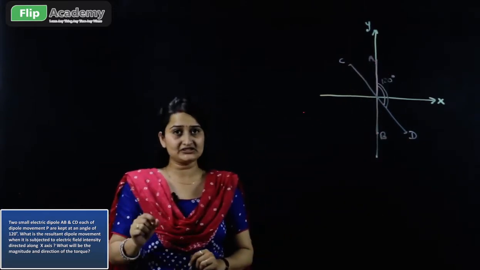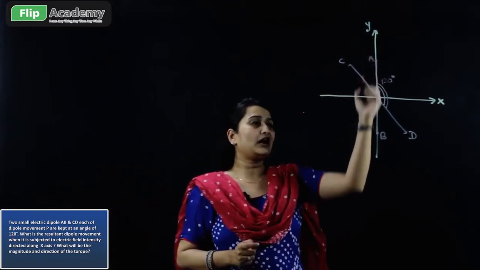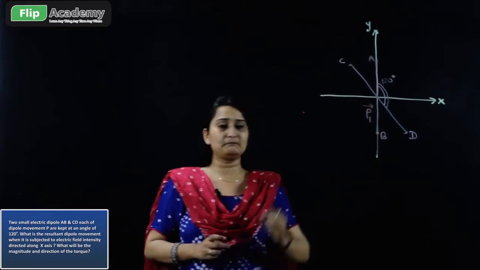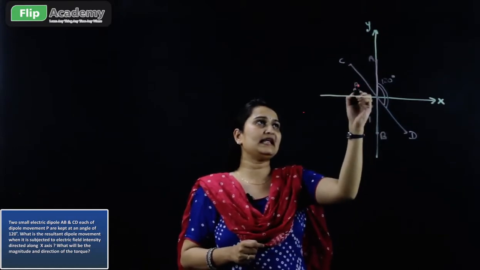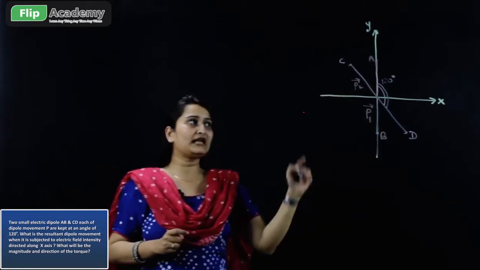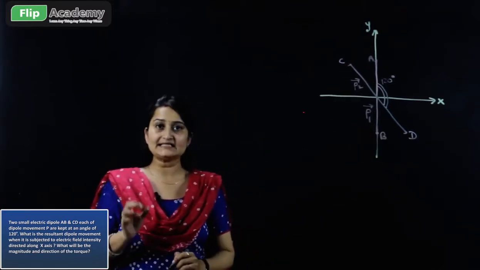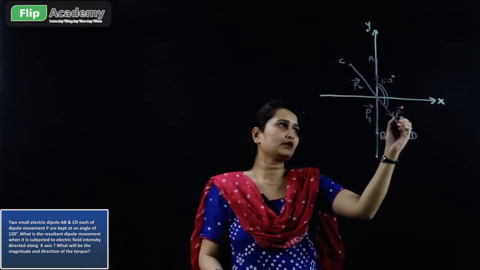So first, let's check out the dipole moment associated with each. Along AB, the dipole moment is, let's say, P1. Along CD, the dipole moment is, let's say, P2. So along AB the dipole moment is P1, along CD the dipole moment is P2. Now, this is the dipole moment P1, and this is the dipole moment P2.